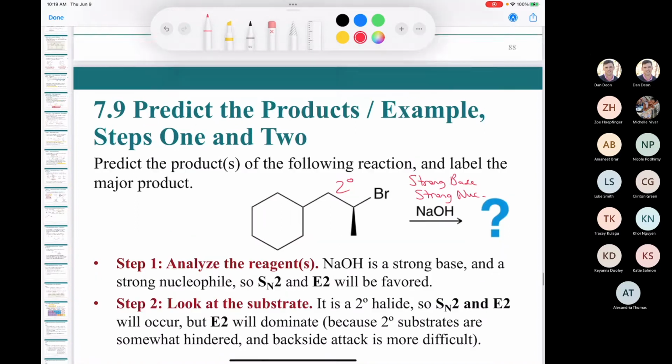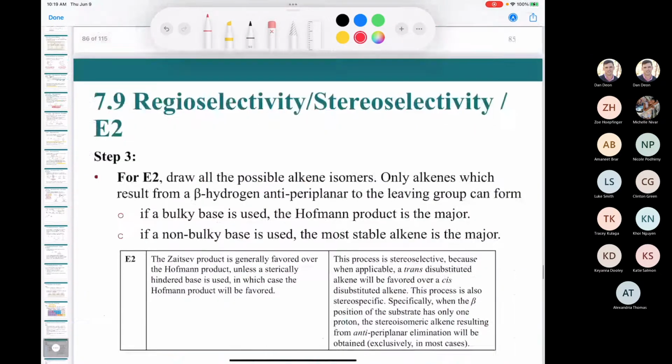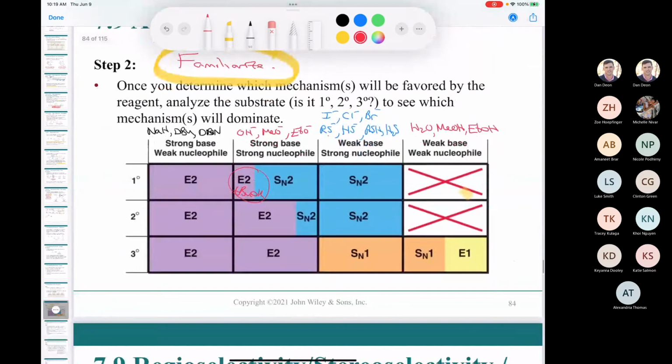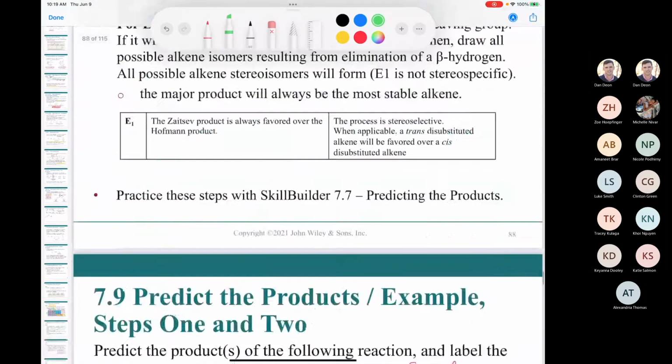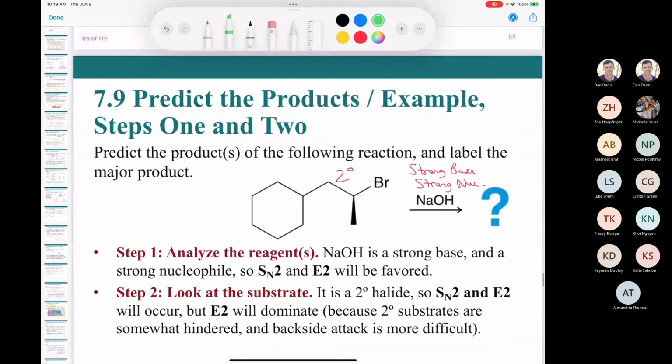Let's go back to the table. Let's go all the way back here. We've got a secondary alkyl halide. I'll use my green highlighter. It's secondary, and I've got hydroxide. So what's going to happen is we're going to get mostly E2 products, and we're going to get some SN2 product as well. Since it's SN2 and we've got a stereocenter where our leaving group is found, if we have the SN2 product, it's going to occur via inversion of configuration.